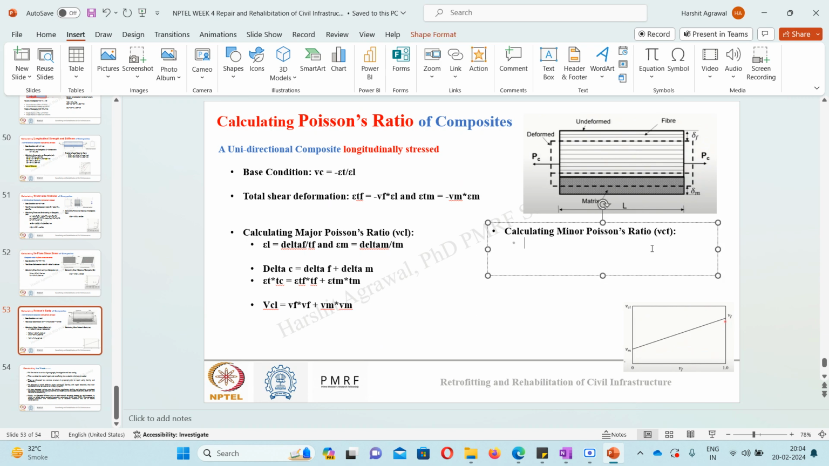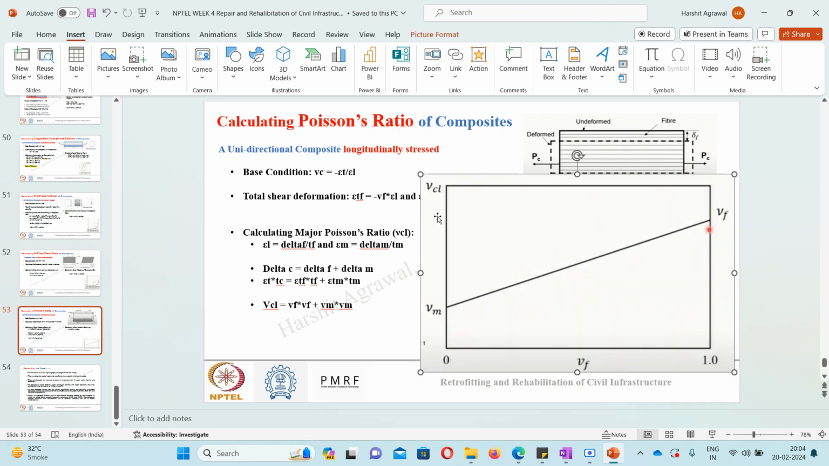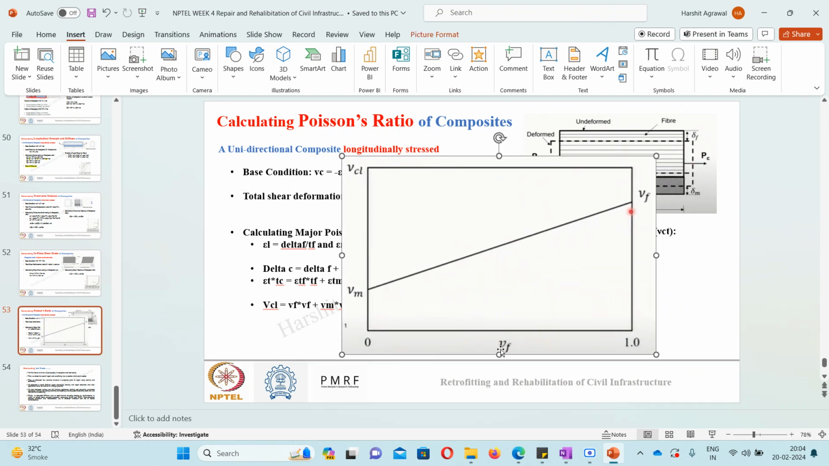Similarly, if we see minor Poisson's ratio, it will be nothing but Poisson's ratio of composite in longitudinal direction upon elasticity of composite in longitudinal direction is equal to Poisson's ratio of composite in transverse direction upon elasticity of composite in transverse direction. So using this relationship, we can compute the minor and the major Poisson's ratio. And here you can see in the diagram how with the volume fraction, the Poisson's ratio changes.